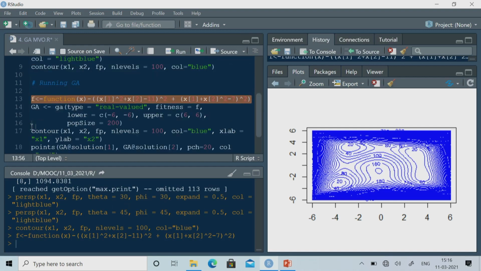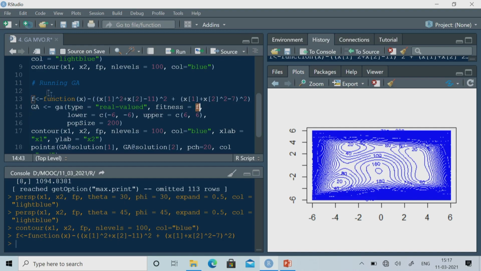Now, I am running the GA function. I am not putting the other parameters of GA. So, what I am doing? I am using the real value GA and the function is f. This is a minimization function, and therefore, I am putting a minus sign here. Okay. GA is solving a maximization problem, so as this is a minimization problem, I am putting minus. Otherwise, if it is a maximization problem, you need not put a minus sign here, and so I am getting this one. Then the fitness value is f.